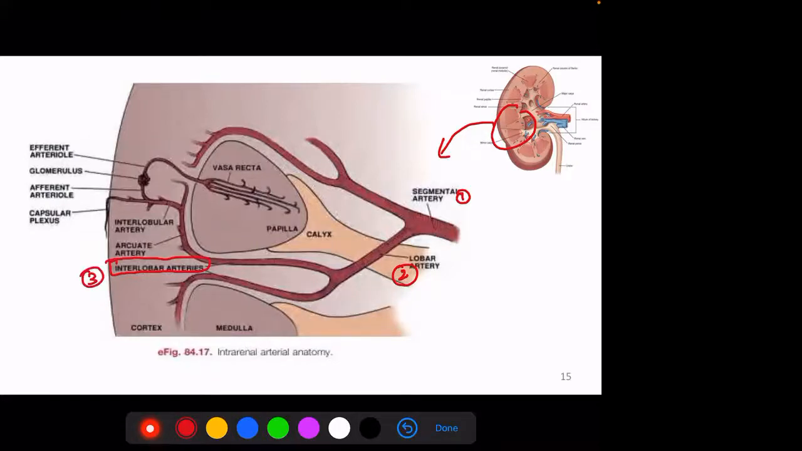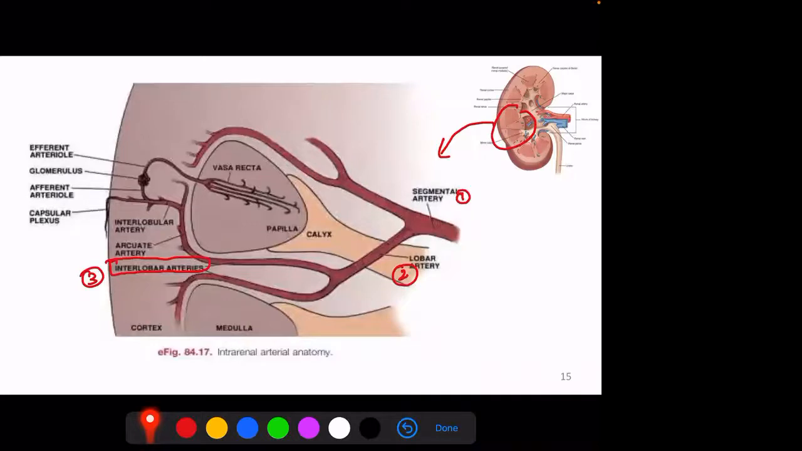Due to these interlobar arteries, it is not advisable to take the puncture from the column of Bertini, because this is the column of Bertini. This is the renal pyramid, and we are here. And here, which vessel is lying? This is the interlobar artery, and if we take the puncture from this column of Bertini, this interlobar artery is present, which causes very massive bleeding. So it is the interlobar artery which is the main culprit if we take the puncture from the column of Bertini.